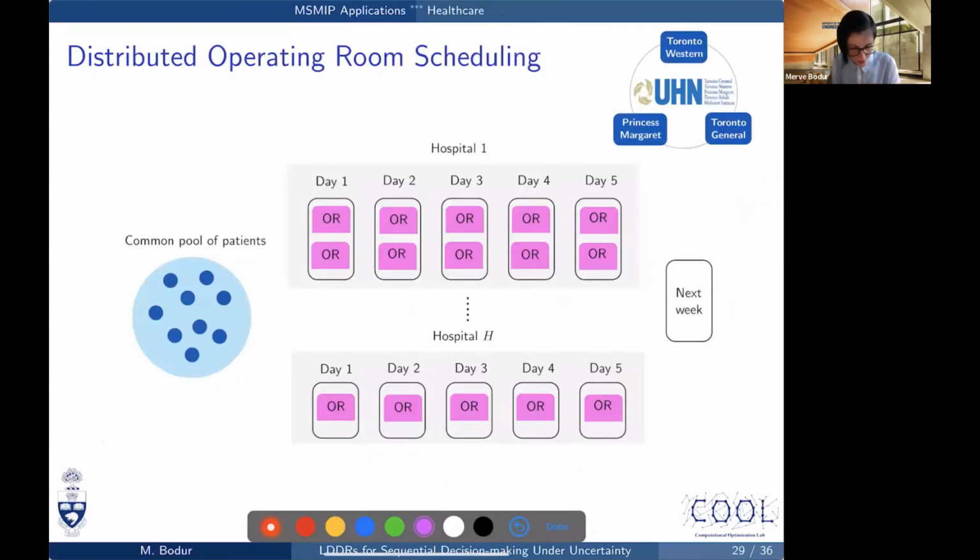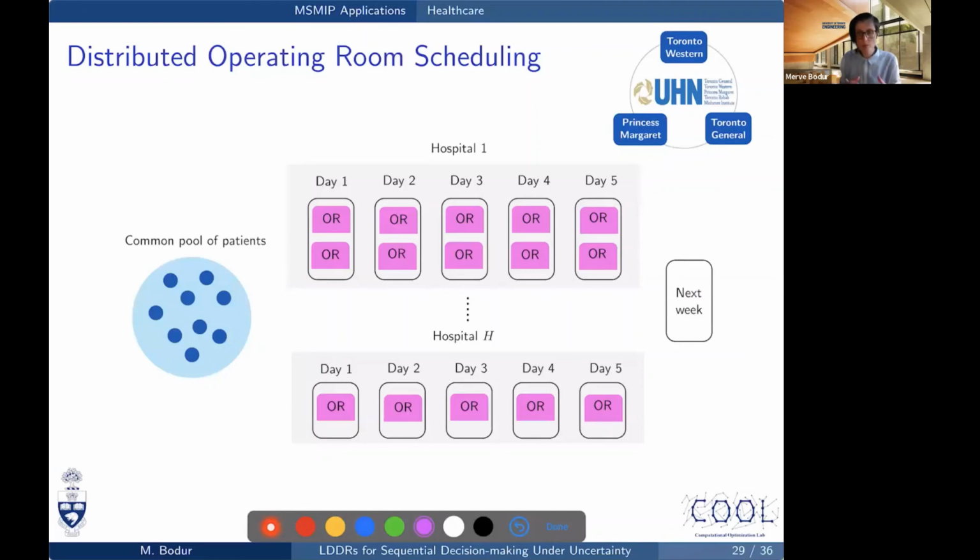The third application, again very briefly, is from the healthcare area, operating room scheduling. In Toronto, for instance, you have these 3 hospitals that are sharing their pool of patients and their operating rooms. They want to make a common schedule so that they can improve the efficiency.